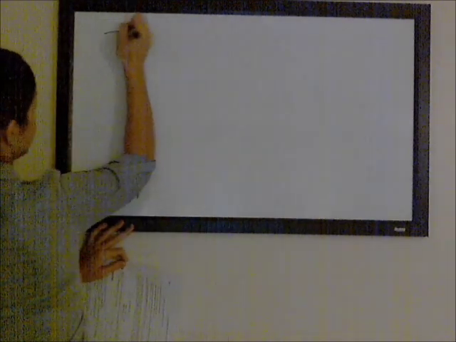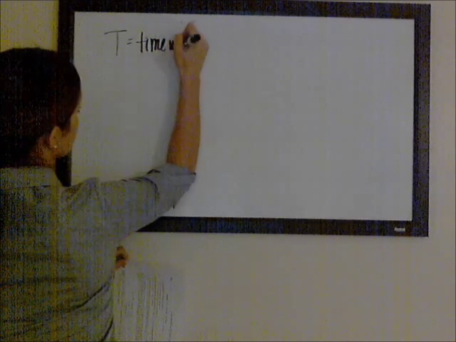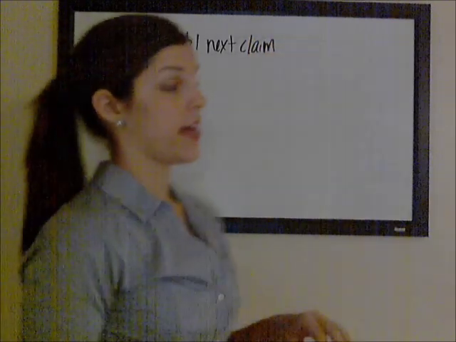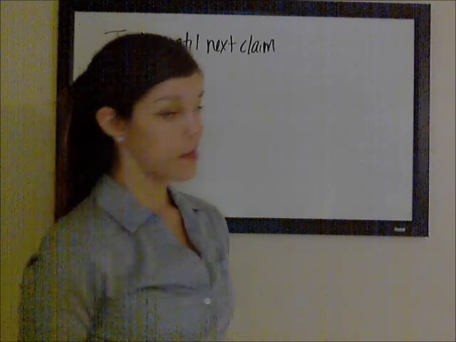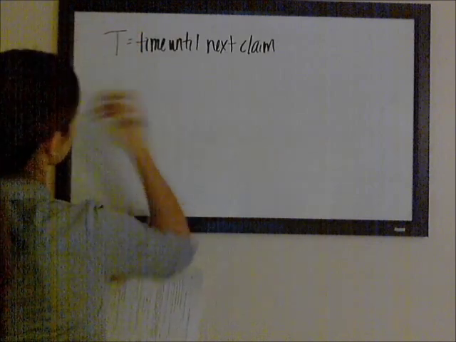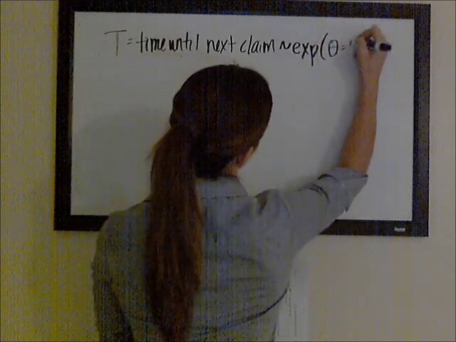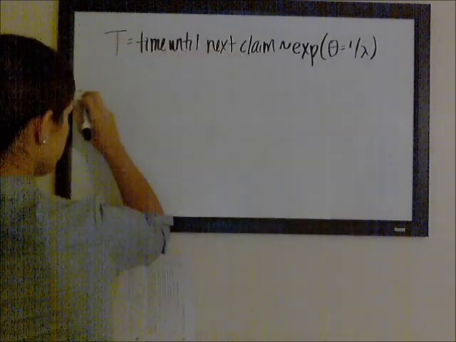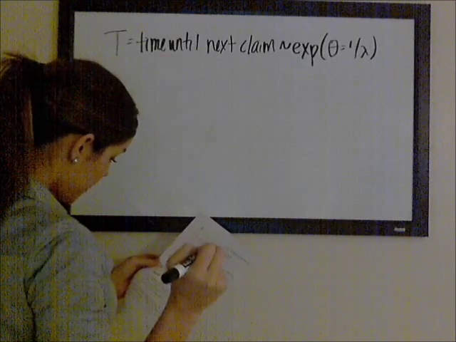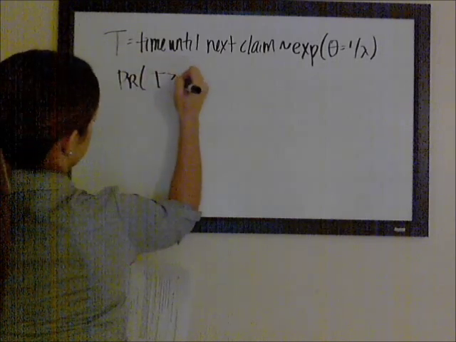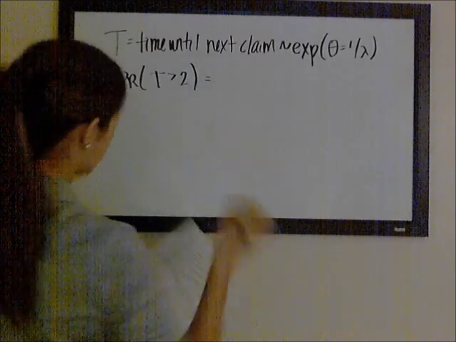So let's first start with the first part, the probability that the waiting time until the next claim will be at least 2 years. I'm going to call the time until the next claim t. They said that claims follow a homogeneous Poisson process. They didn't give us the parameter, but it's some lambda. So I know that the time until the next claim is exponentially distributed with mean theta equal to 1 over lambda. The probability that t is greater than 2, they say, is 0.6.